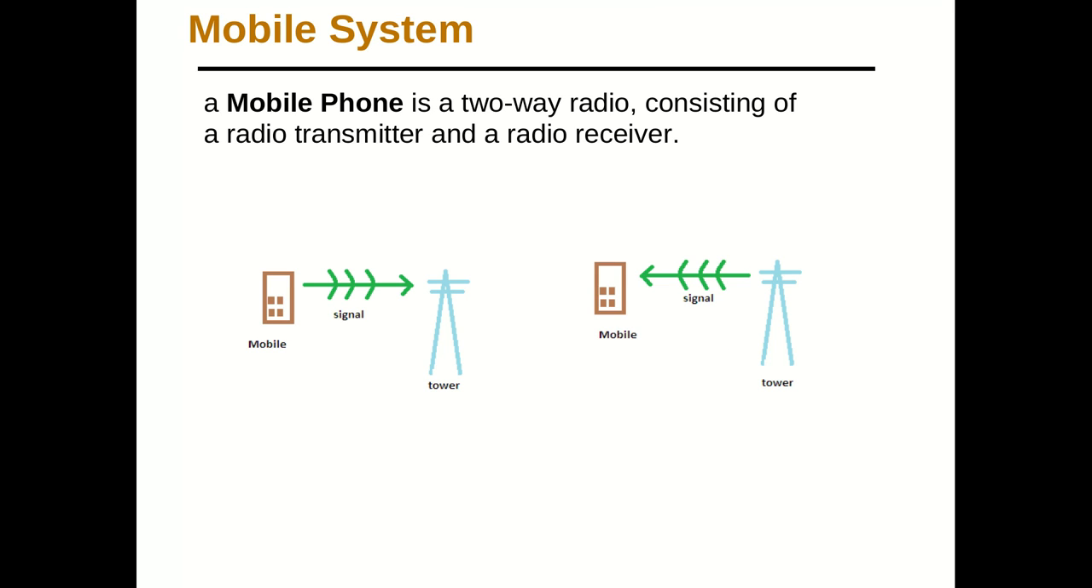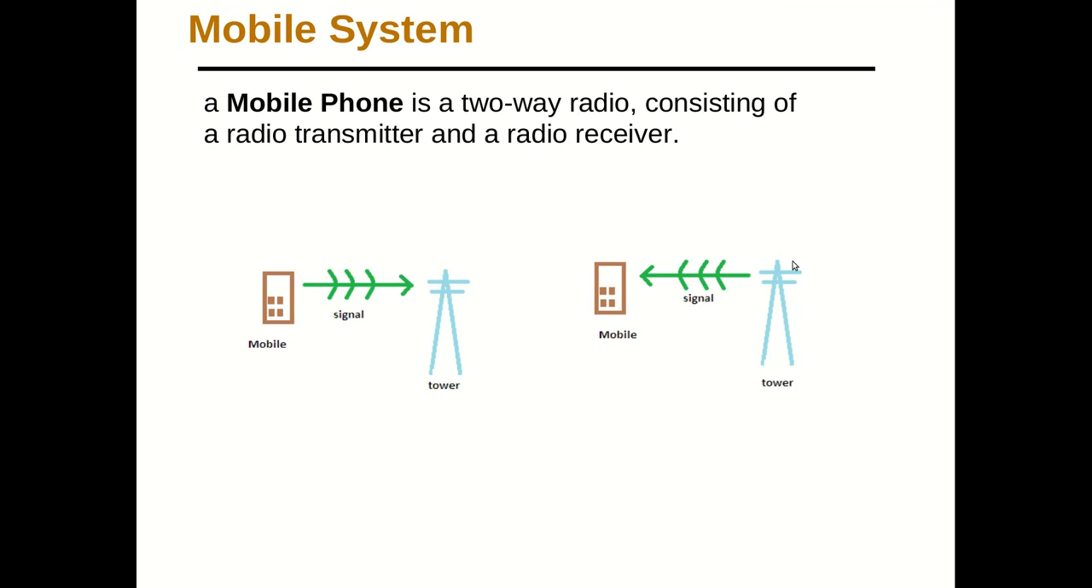Our first topic is mobile system. A mobile phone is a two-way radio transmission. This transmission consists of a radio transmitter and a radio receiver. In the given examples, in the first example, the mobile transmits the data to the local tower, and in the second example, the mobile phone works as a receiver which receives the data which is transmitted by the local tower.